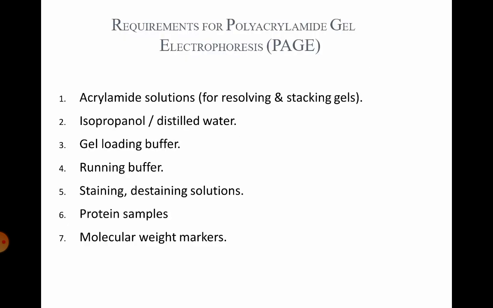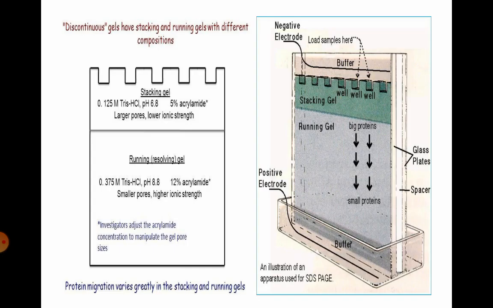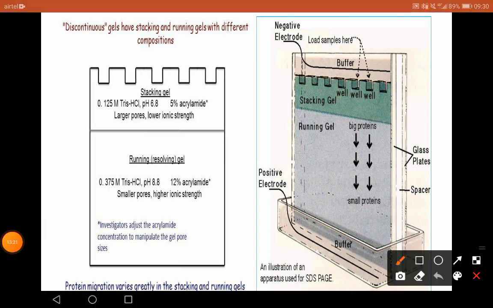So what all things do we require? We require molecular weight markers, protein samples, staining and destaining solution, running buffer, loading buffer, isopropanol, distilled water, and acrylamide solution for resolving and stacking gels. Okay. And now we need to look into the instrumentation. Here it has been illustrated very nicely. You just need to follow this.